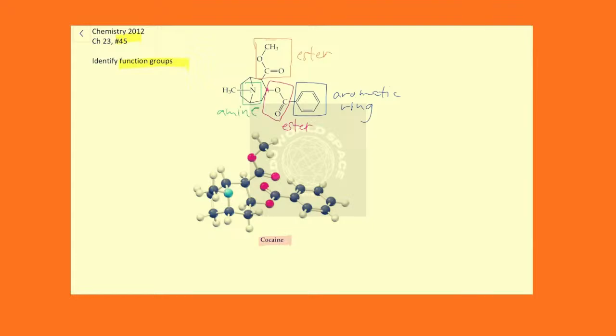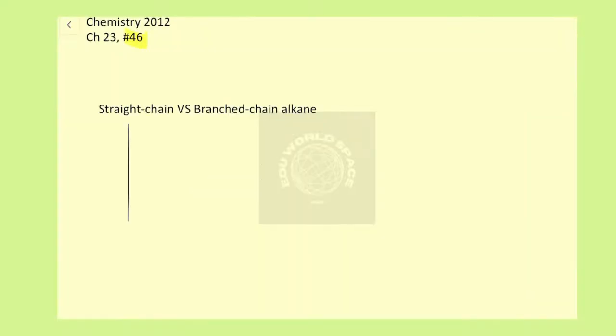Okay, so problem 46. We're asked to differentiate straight chain versus branched chain alkane. Okay, so straight chain alkane is pretty straightforward. You just need to have all your carbon atoms in one straight chain, hence the name straight chain, right? So what I mean by that is if you have any molecule at all, you'll just have all your carbons in one chain like that.